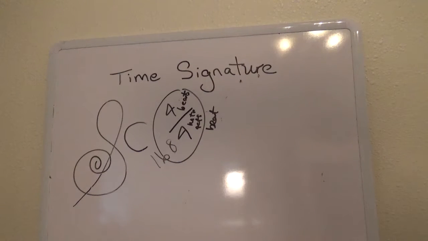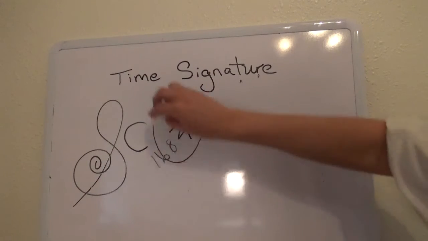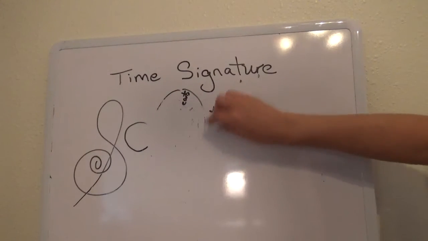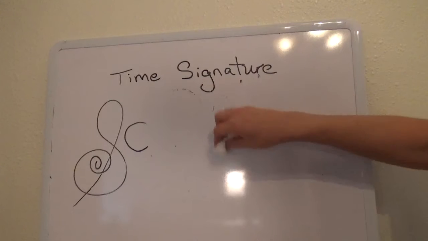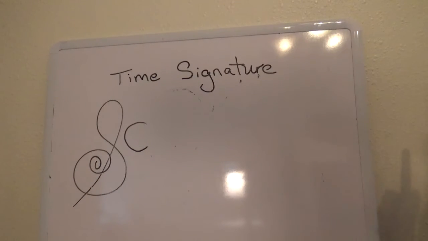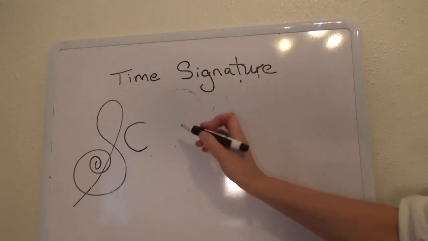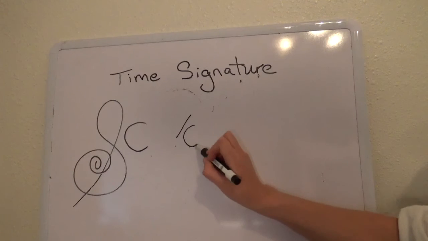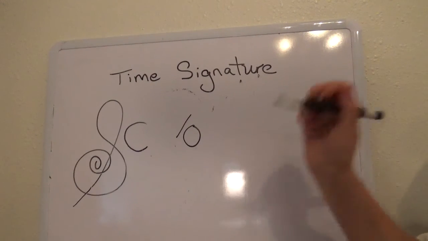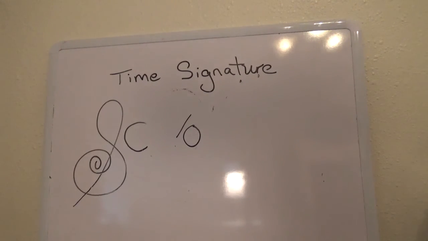But the relationship will not change. A half note's always going to be twice as much as a quarter note. A quarter note is always going to be twice the amount of time as an eighth note, and an eighth note is always going to be twice the amount of time as a 16th note. So if you remember that relationship, it's actually pretty easy. Whatever this number is here is going to be pretty easy to figure out, okay, because that relationship won't change. Right, so that is time signature.